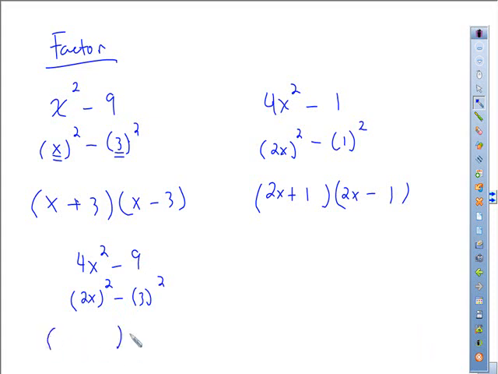So when we set them up, remember we're going to have a plus and a minus. Then take these numbers and just throw them inside the parentheses. Plug them in. And then you're done. Okay? Now let's think.